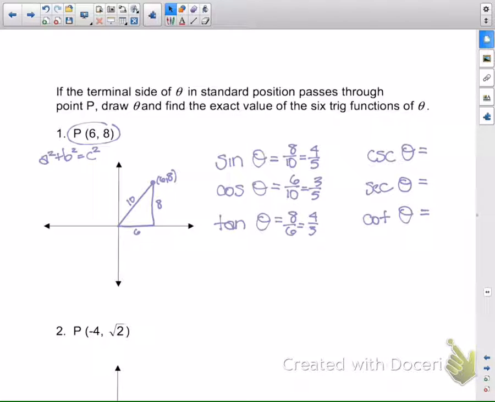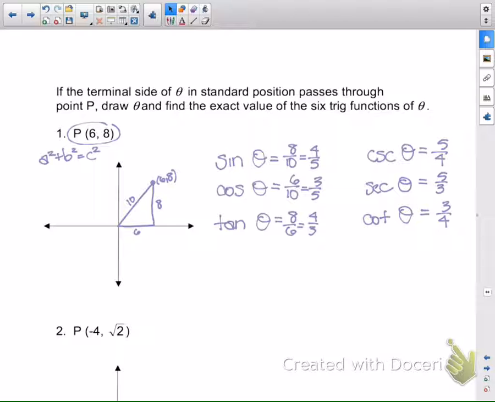So that means if I take the reciprocal of sine, I'm going to flip that and make it 5 over 4. I'm going to flip the cosine, making it 5 over 3. I'm going to flip the tangent, which makes it 3 over 4. That is all we are doing right now, is setting up the 6 trig identities. Issues with that? Why are these numbers that I haven't seen in the unit circle?